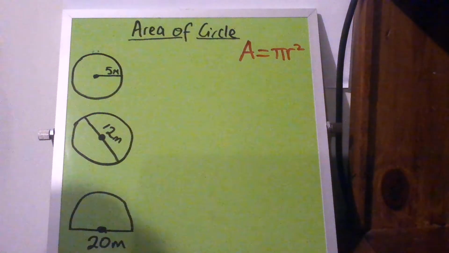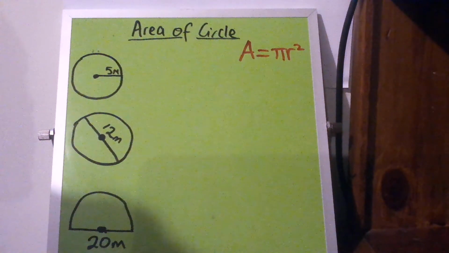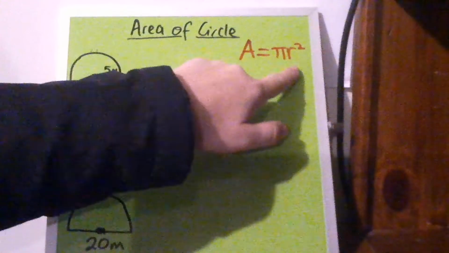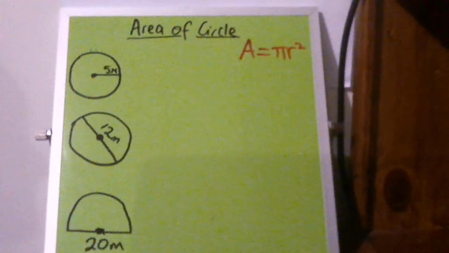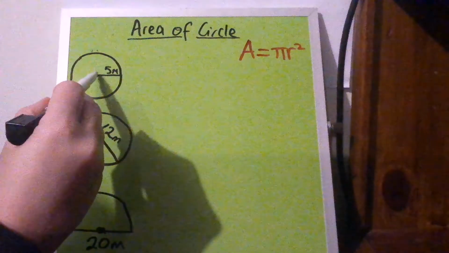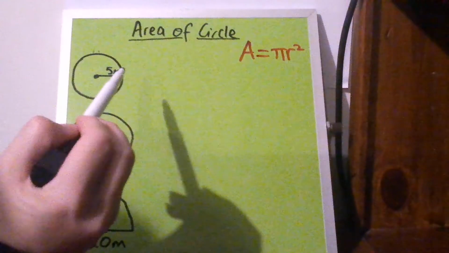Let's look at finding the area of a circle. So the formula we're going to use is A equals pi r squared, where r stands for the radius of the circle. Now the radius of a circle, remember, comes from the center of the circle straight out to one of the edges.